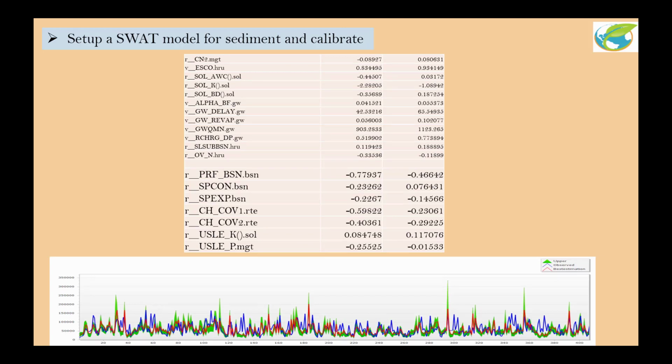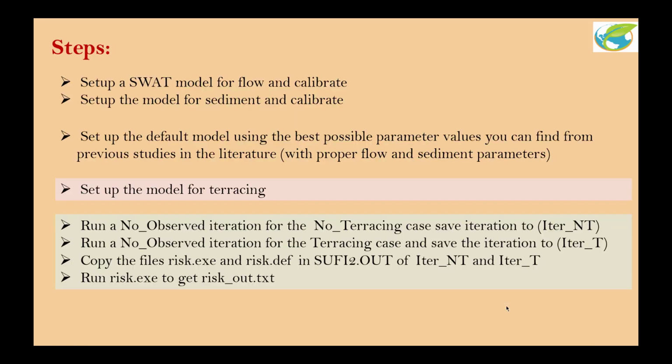Then I set up the model for sediment, that means by adding sediment parameters to the existing calibrated flow parameters, and then I do the calibration for sediment without changing the flow. I have covered this in previous videos. You don't change the calibrated flow parameters anymore, but you do a few iterations for sediment and only change the parameters related to sediment, and then you run a few iterations, and here is my calibrated sediment model. So once I have that, I have done this step here.